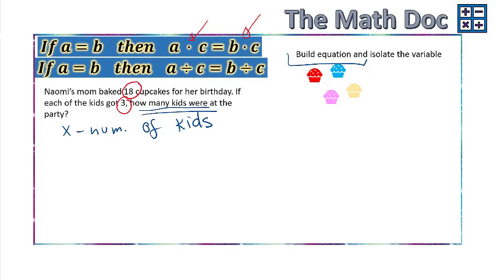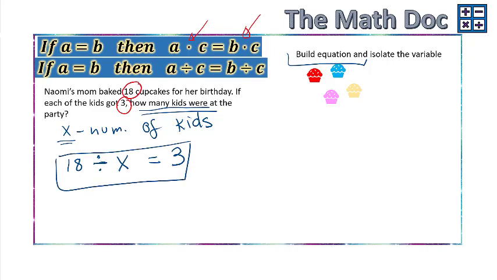So we had 18 cupcakes, right? We started with 18 cupcakes, and we divided them among all the kids. So we divided them by the number of kids, which we said is our variable x. 18 divided by x. And we said that each one got 3, right? So this now is our equation. This is our story, and I'll repeat it again because now this one might be a little bit more confusing because we're dividing by our variable, and we haven't seen that till now.